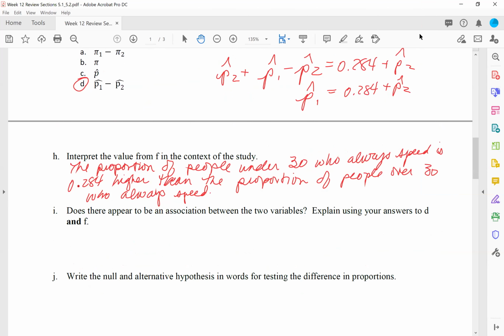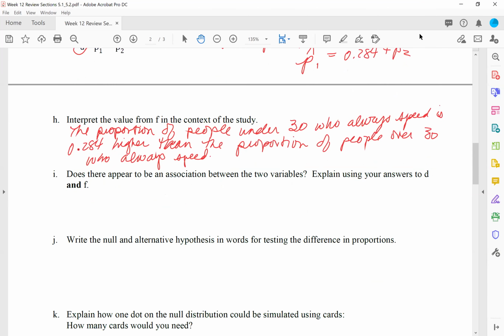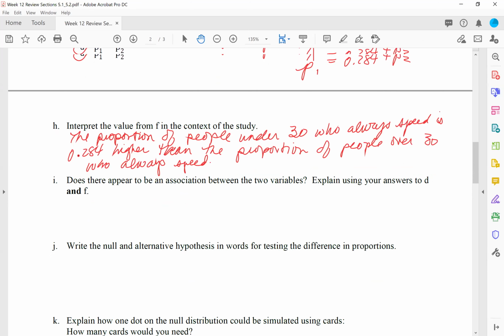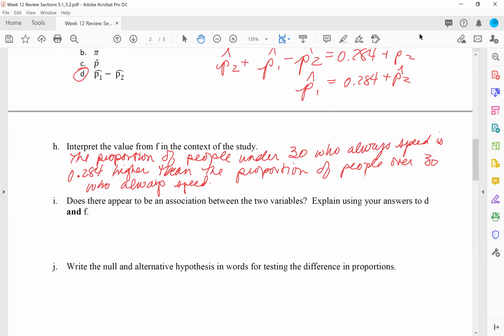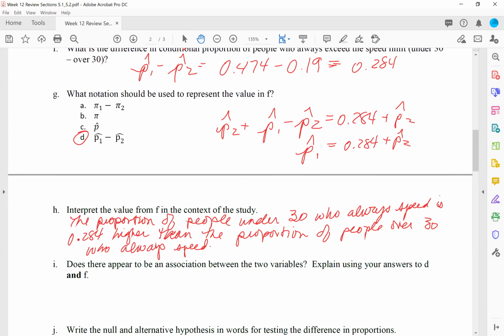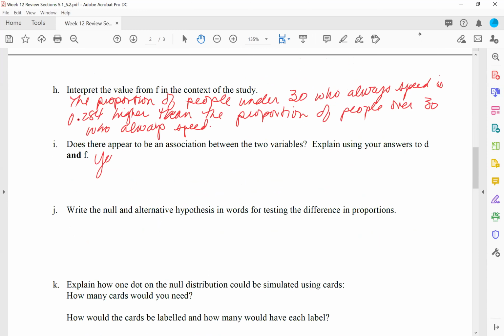So does there appear to be an association between the two variables? What do you guys think? Is there an association between these variables? Yes. Okay. We can see that our relative risk is definitely greater than 1 and our difference in proportions is greater than 0. So yes, there's an association.